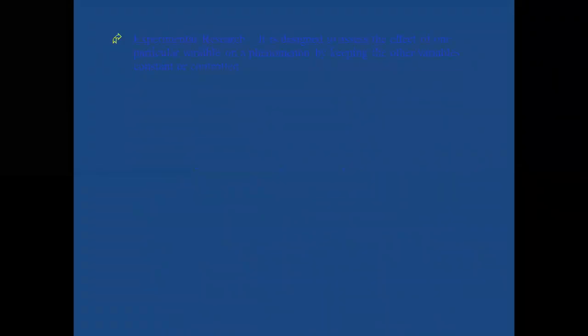Then experimental research. It is designed to assess the effect of one particular parameter on the response, on the output.